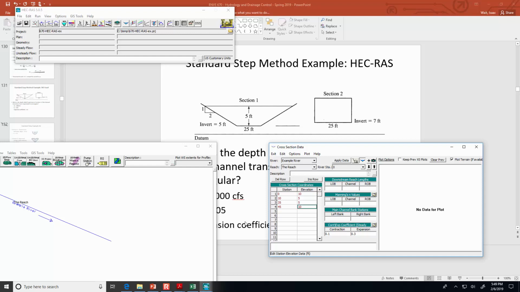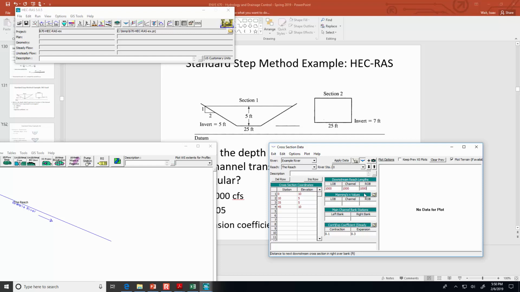Does that make sense? XY coordinates? Okay, so what else do we need to tell it about? We need to tell it how far apart it is from section 1 to section 2. So let's type in 1,000 for all 3 of those. LOB means the left of bank, channel is in the middle of the channel, ROB is right of bank.